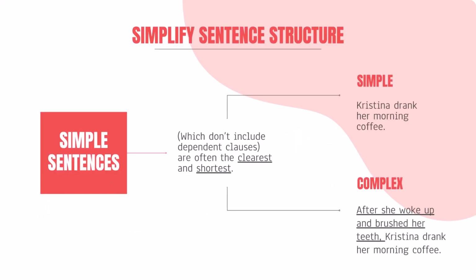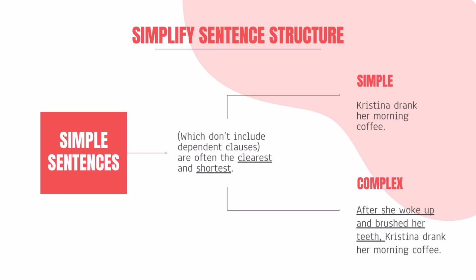Now moving on, the second strategy for wordy writing is to simplify your sentence structure. Simple sentences don't include dependent clauses, which are the clauses that don't form a complete sentence on their own. Therefore, simple sentences are often the clearest and shortest.